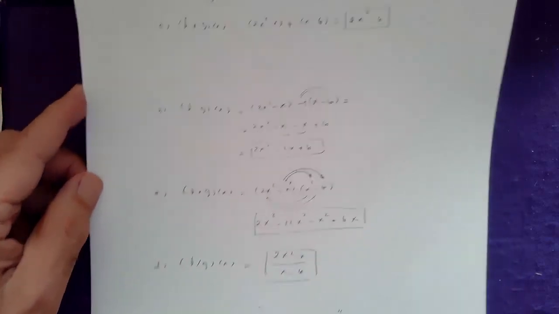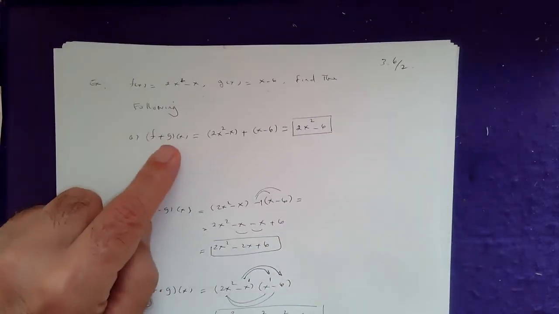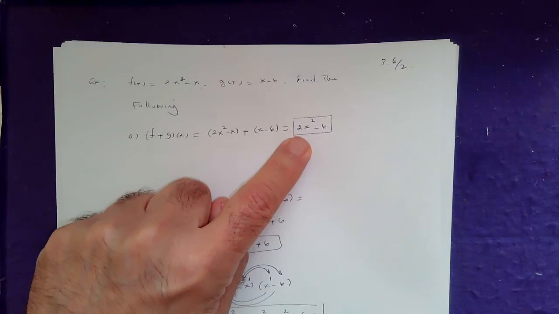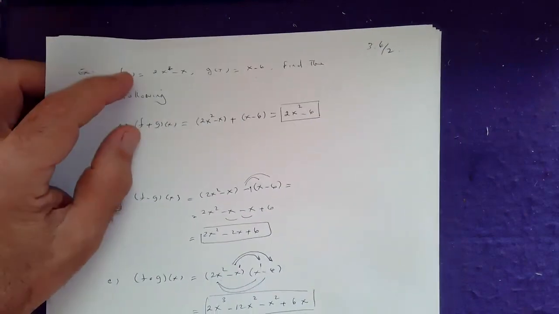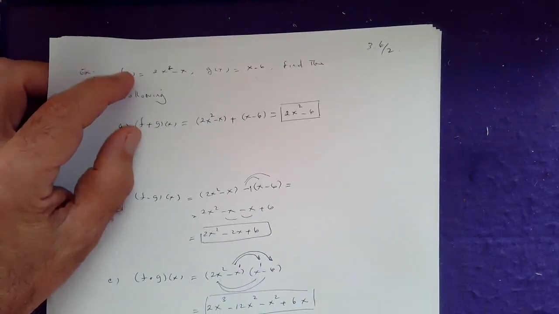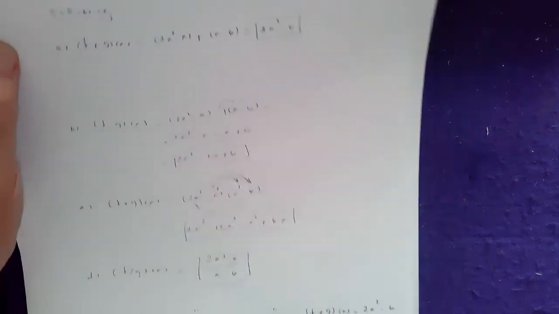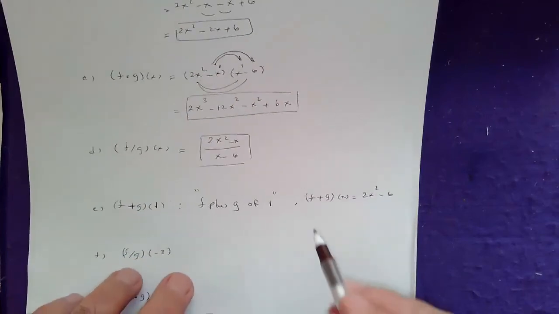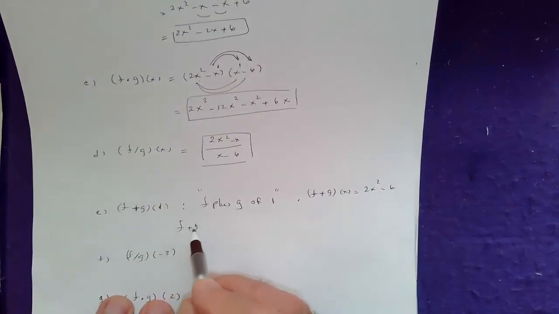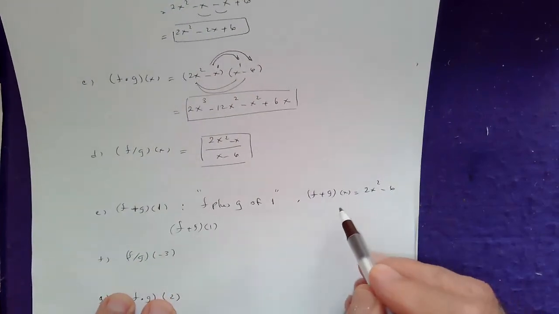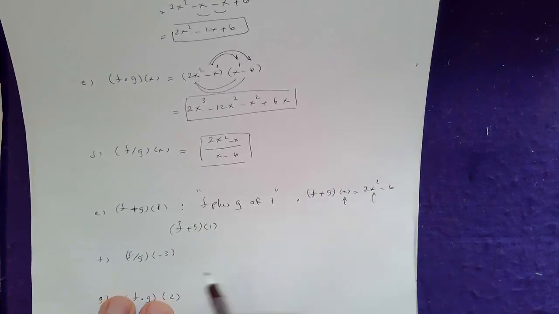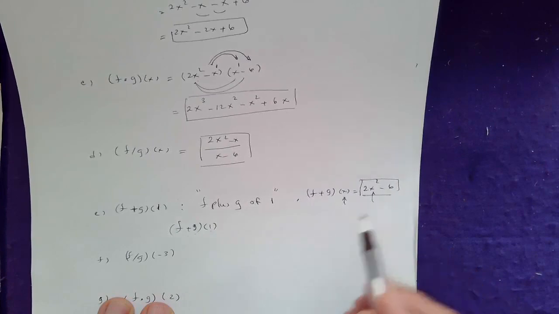Well, guess what? I've already done that in part A. There it is. F plus g of x is 2x squared minus 6. So all you have to do is what? Go f plus g of x from part A is 2x squared minus 6, correct? So in this case, you are asked to find f plus g of 1. So what do you do? You replace these x's with 1. So that's not times 1. You read this as f plus g of 1. That means you replace the x's inside the box with 1.